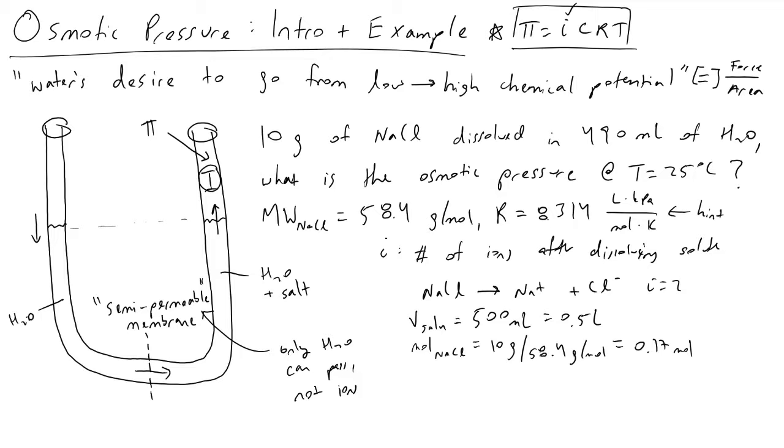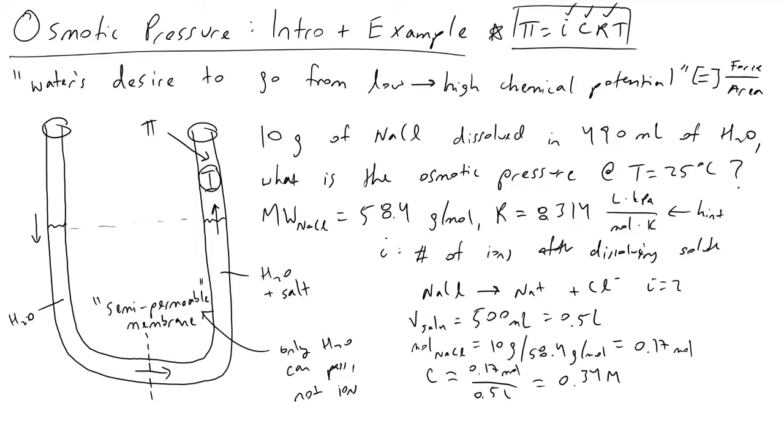But to continue, now that we have the volume of solution as well as the moles of solute, we will note how molarity, C, is equivalent to, in this case, 0.17 moles divided by 0.5 liters. This will be equal to 0.34 molarity, moles per liter. Okay, and now that we've established C, we'll make a note how we're always going to know what R is, because R is the ideal gas constant. R is equal to 8.314 liters times kilopascals per mole per Kelvin.